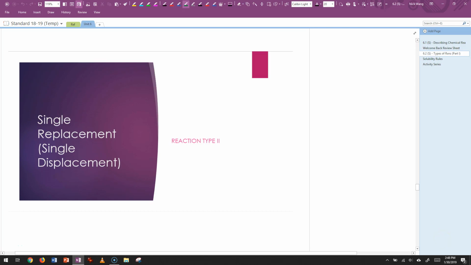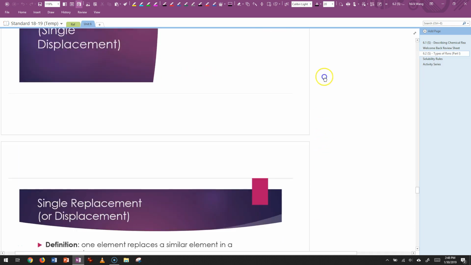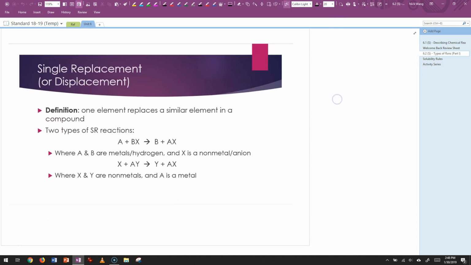The next type of reaction that we're going to learn about is called the single replacement, or again, sometimes also known as a single displacement. I'll typically use single replacement, but you can use either one. The basic definition comes down to where one element replaces a similar element in a compound.